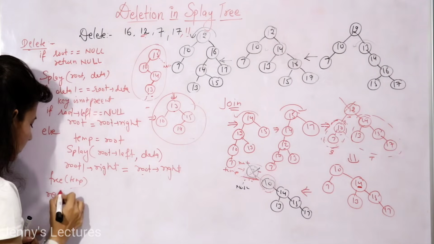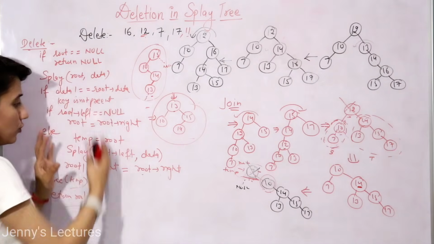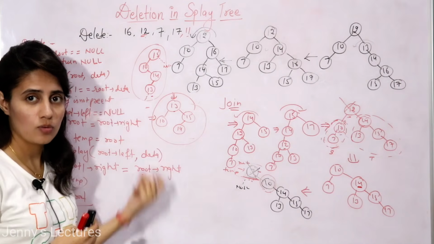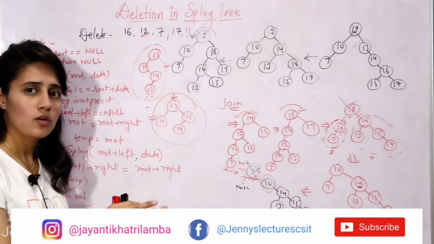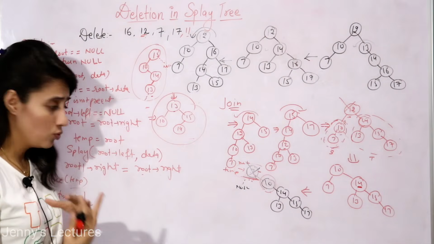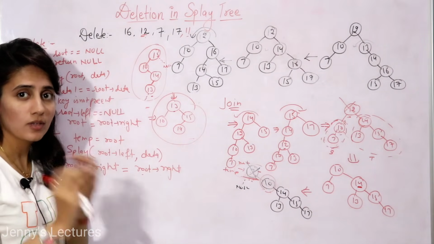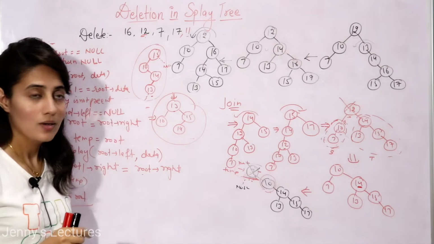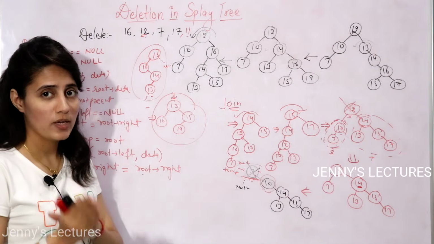And return root. So here I have given just the overview of the algorithm of this delete operation, right, the top down splaying approach. You can consider this one and you can write down the proper algorithm, or you can write down the program. See, to convert this into a program, that would be a little bit tough. So you need to take care of all the conditions, all the situations, right. So now this is the deletion in a splay tree following this top down splaying approach.